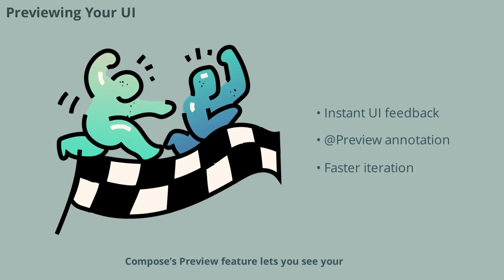Compose's preview feature lets you see your UI without running the app on a device. Annotate a composable function with @Preview to render it in the preview panel. You can even enable system UI decorations for a more realistic look. This speeds up development and helps you iterate quickly.